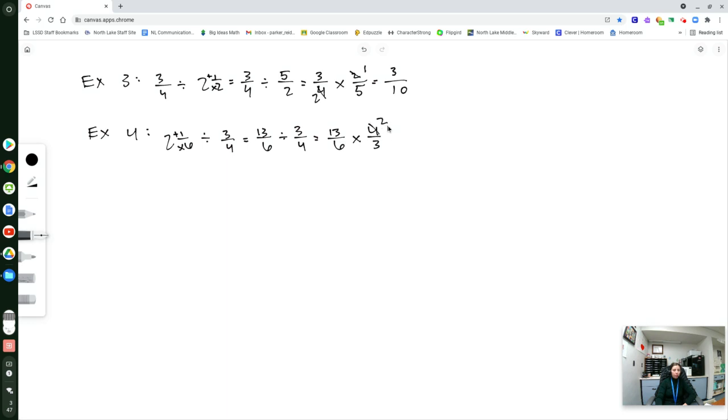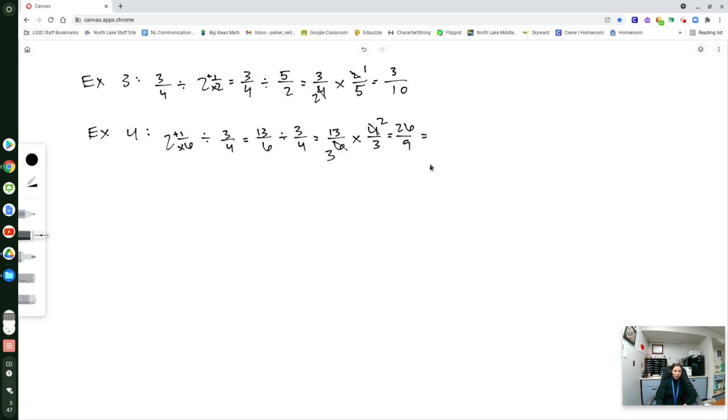4 divided by 2 is 2. 6 divided by 2 is 3. So it's like I had 4/6 and I simplified it to be 2/3. Now I'm ready to multiply across. 13 times 2 is 26, and 3 times 3 is 9. Now in this case, we are going to need to do that step 3. We are going to need to change this into a mixed number because right now it's an improper fraction.